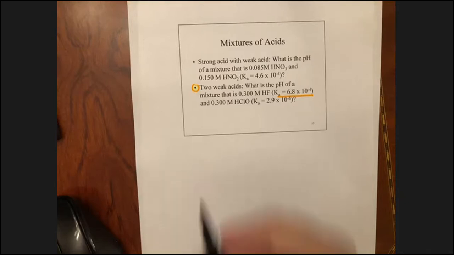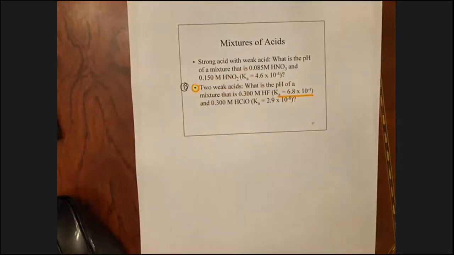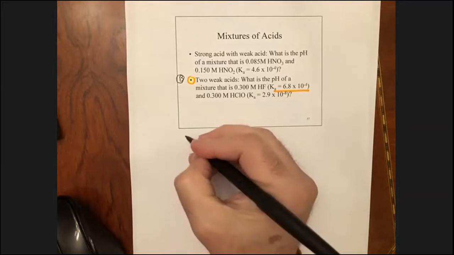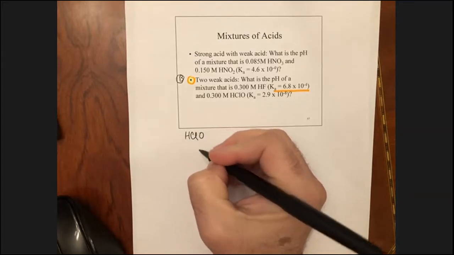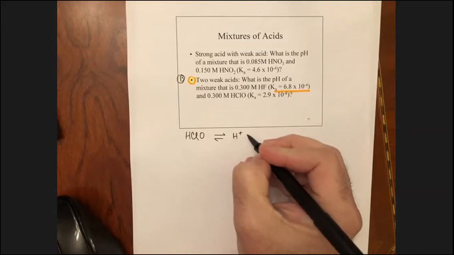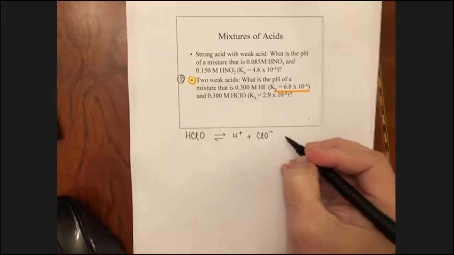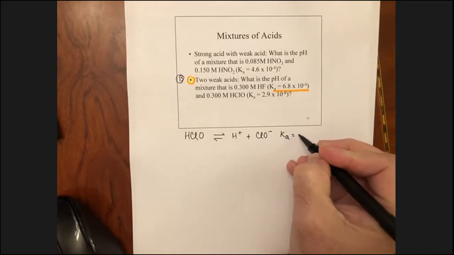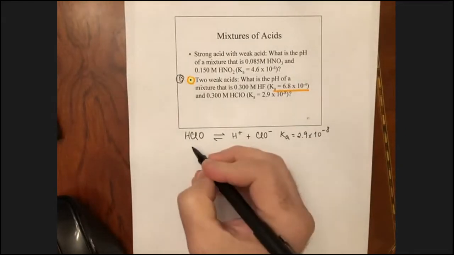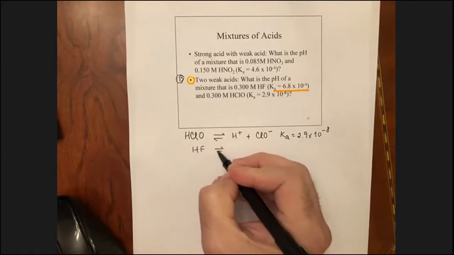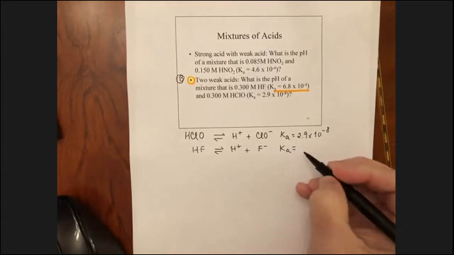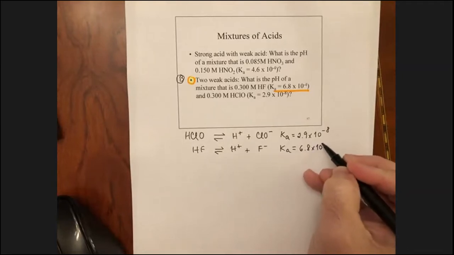Okay, so in this case, we have two weak acids, all right? It might help to write out what the ionization equations are, just to help yourself out. So we have HClO, which is called hypochlorous acid, and that would have an ionization equilibrium that would look like this. And it tells us here that the Ka for that is 2.9 times 10 to the minus 8. The second one is our old friend HF, hydrofluoric acid. That one will also ionize with a Ka of 6.8 times 10 to the negative 4.